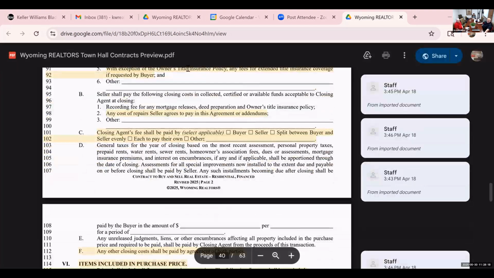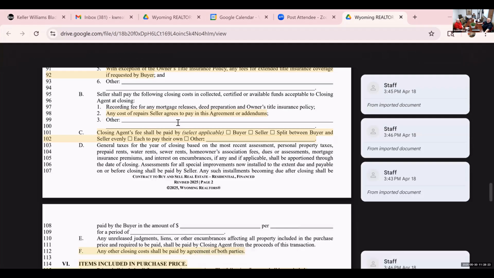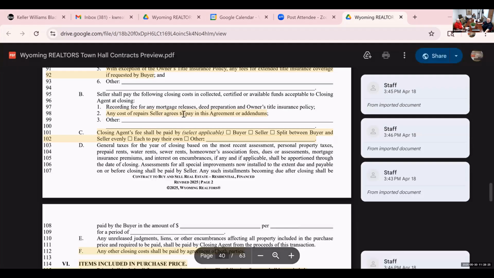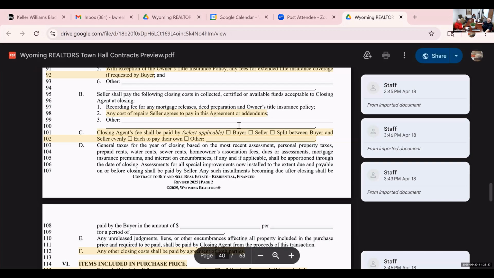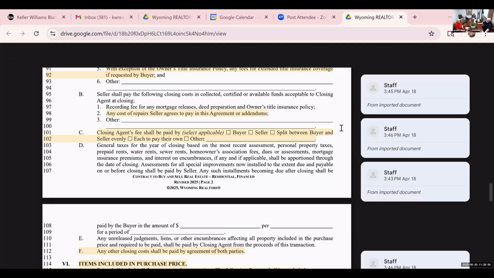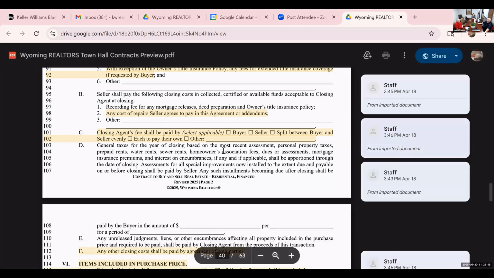But just really watch what they're asking for in these sections, because there is another line in there. Above that is "seller agrees to pay in this agreement or addendums," which could be the inspection contingency addendum, because the inspection contingency notice can be an addendum or an amendment. Wait a second, that's bad. Because the seller is signing the contract, they're agreeing to all the repairs in the inspection contingency notice.